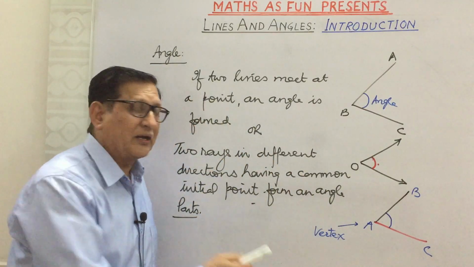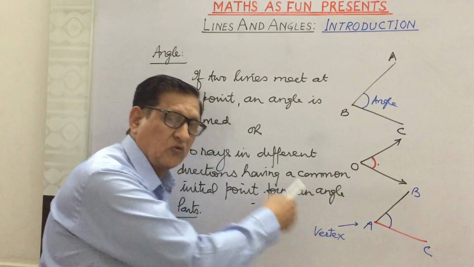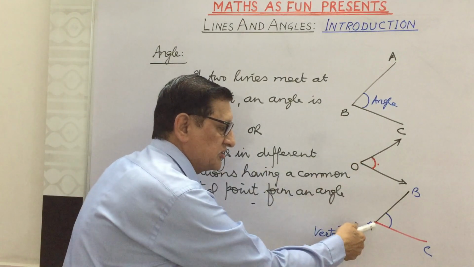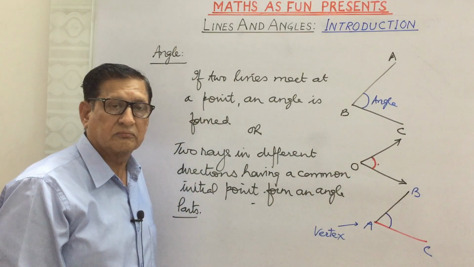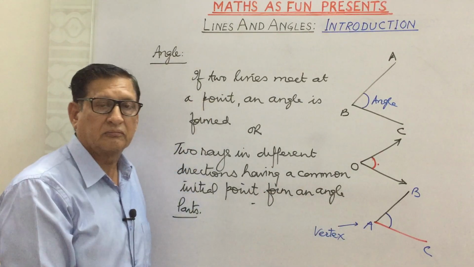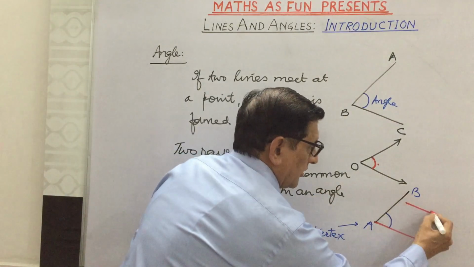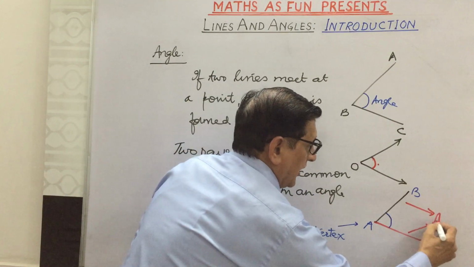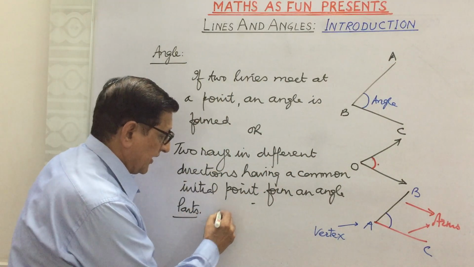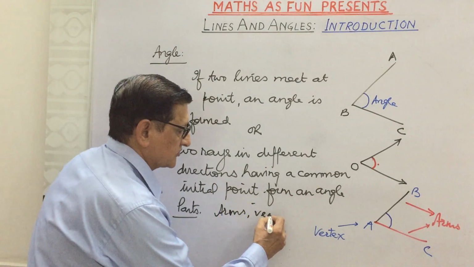So we say the point at which the angle is formed, or the lines meet to form the angle, or we say the rays have an initial point, that is the vertex of the angle. And these two are known as the arms of the angle. So we have the parts of the angle as its arms and the vertex.